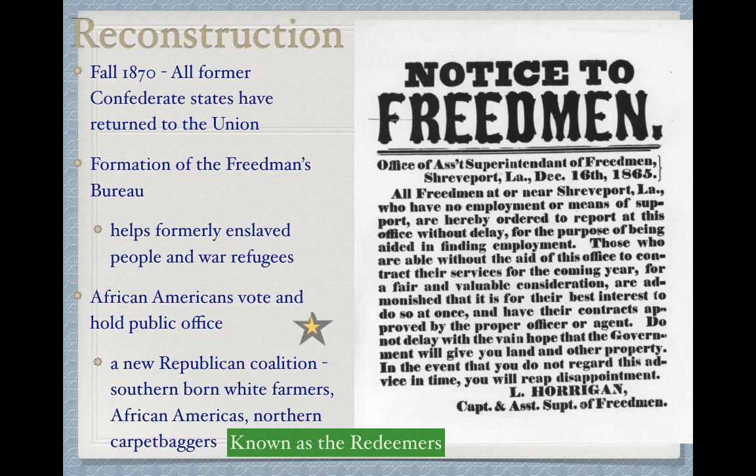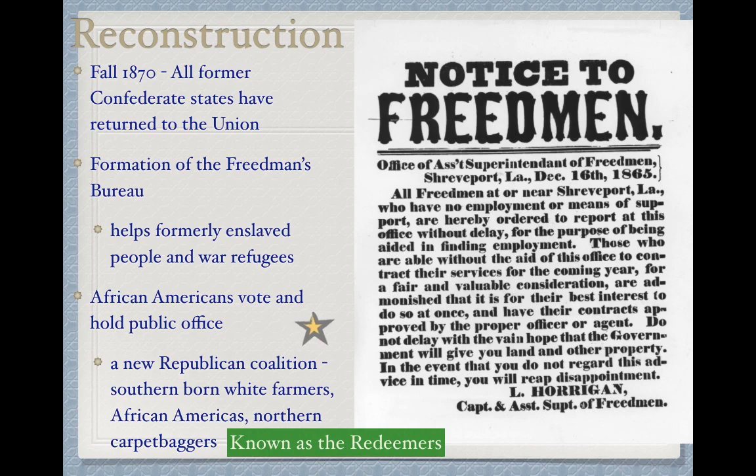By the fall of 1870, all former Confederate states are now returned to the Union, and we see the formation of something called the Freedmen's Bureau. There's a flyer for it over here on the right. It helps formerly enslaved people and war refugees. We can help you find a job. We can help you find a home. We can help you understand how property rights work. Come to our meetings. We can help you make sure you're navigating the legal system appropriately.